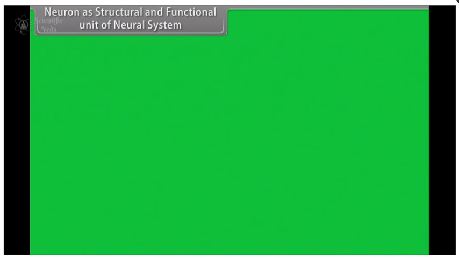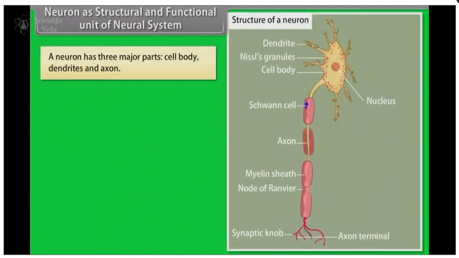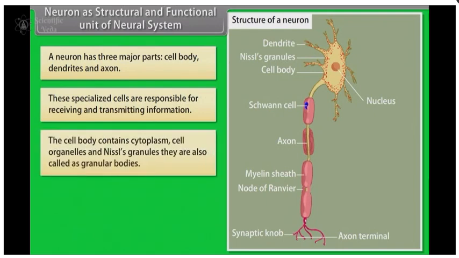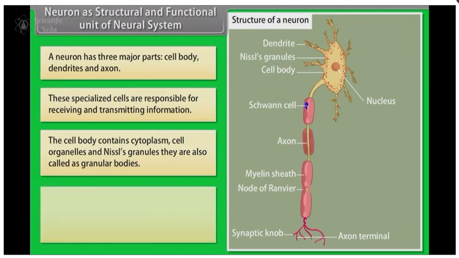Neuron as structural and functional unit of neural system. A neuron has three major parts: cell body, dendrites, and axon. These specialized cells are responsible for receiving and transmitting information. The cell body contains cytoplasm, cell organelles, and Nissl's granules. They are also called granular bodies.